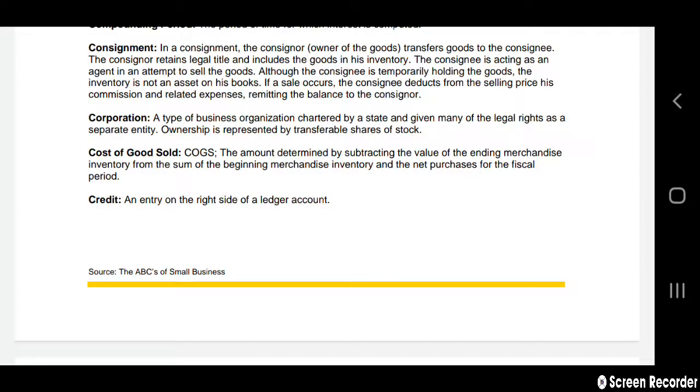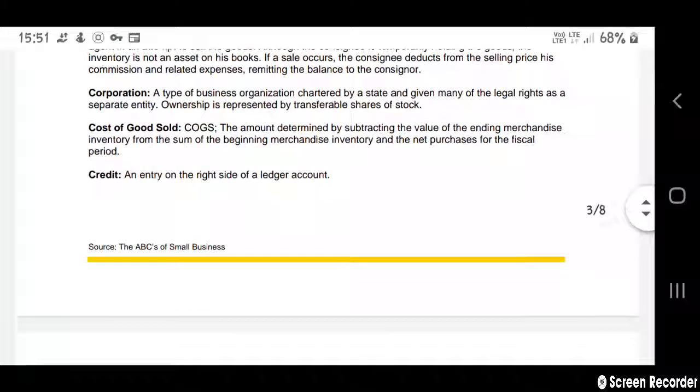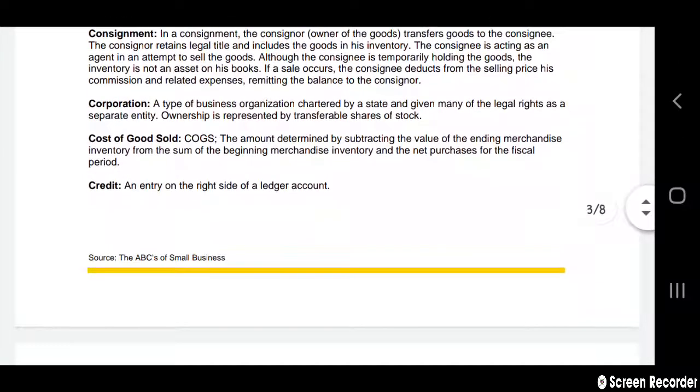Next, consignment. In a consignment, the consignor, the owner of the goods, transfers goods to the consignee. The consignor retains legal title and includes the goods in his inventory. The consignee acts as an agent trying to sell the goods, although he is temporarily holding them. The inventory is not an asset on the consignee's books.